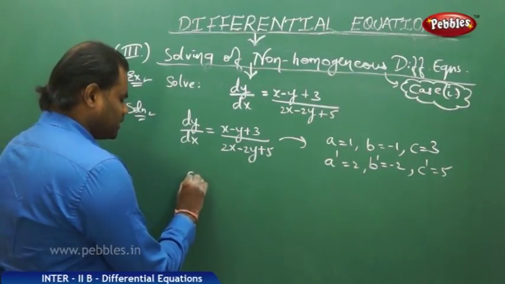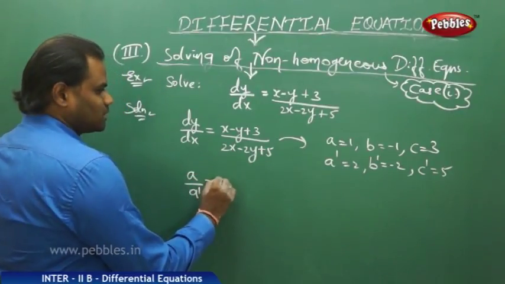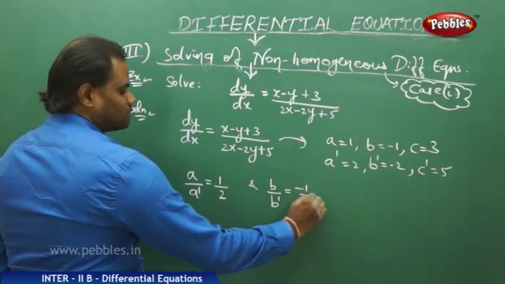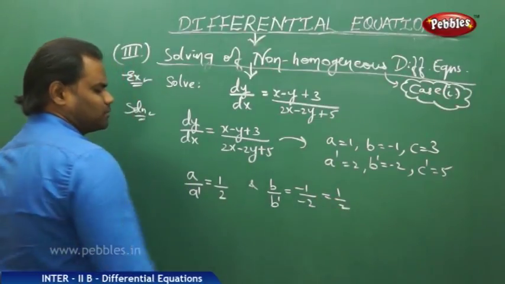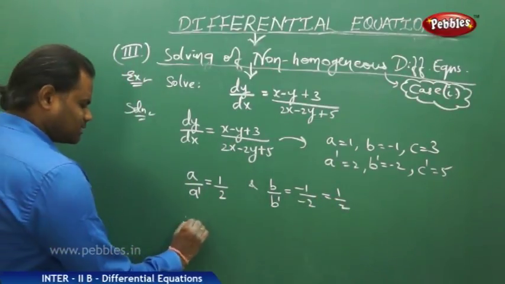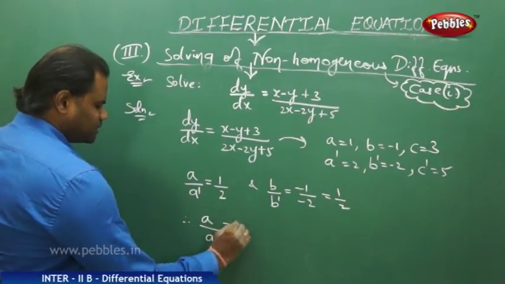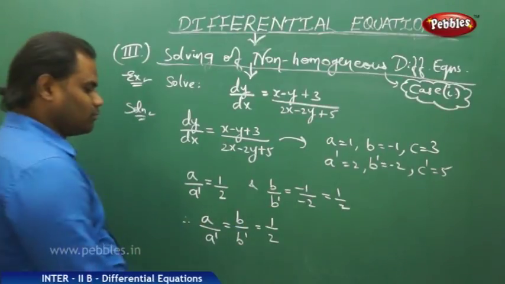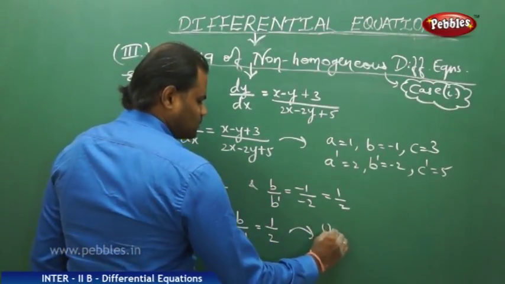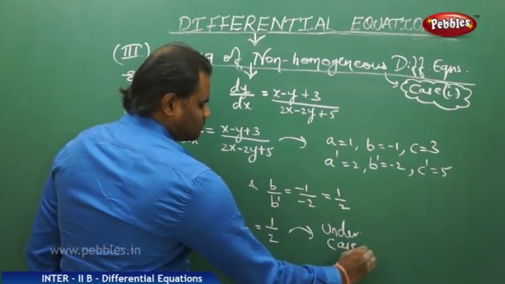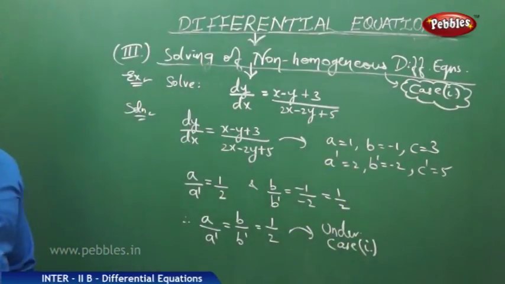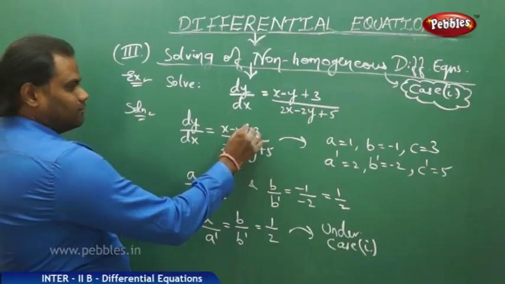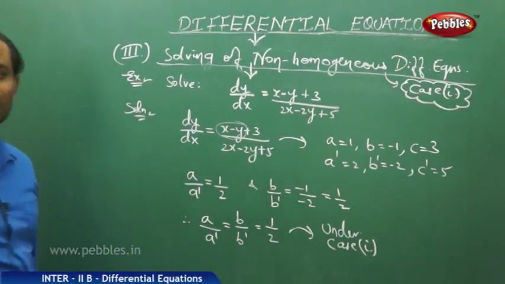Now in case 1 we check for a by a dash, which is nothing but 1 by 2, and b by b dash, which is minus 1 by minus 2, which is 1 by 2. Therefore clearly I see that a by a dash equals b by b dash equals 1 by 2. Therefore this comes under case 1. So under case 1 we know that if suppose this equals this, then immediately I take the first part of ax plus by equal to some u.